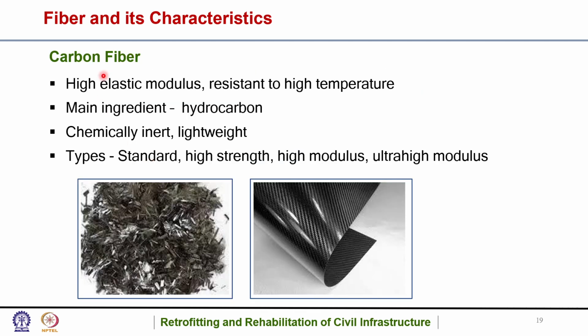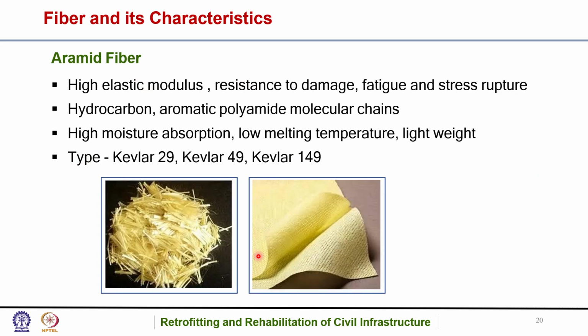Next comes the carbon fiber. They have high elastic modulus and are resistant to high temperature. The main ingredient here is hydrocarbon. They are chemically inert and lightweight. And the various types of carbon fibers provide standard, high strength, high modulus, and ultra high modulus. So these are some of the specialties of carbon fiber.